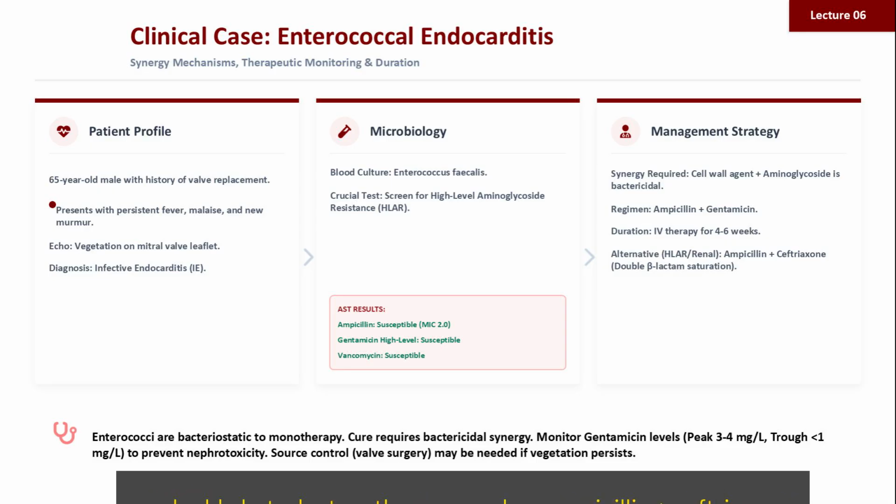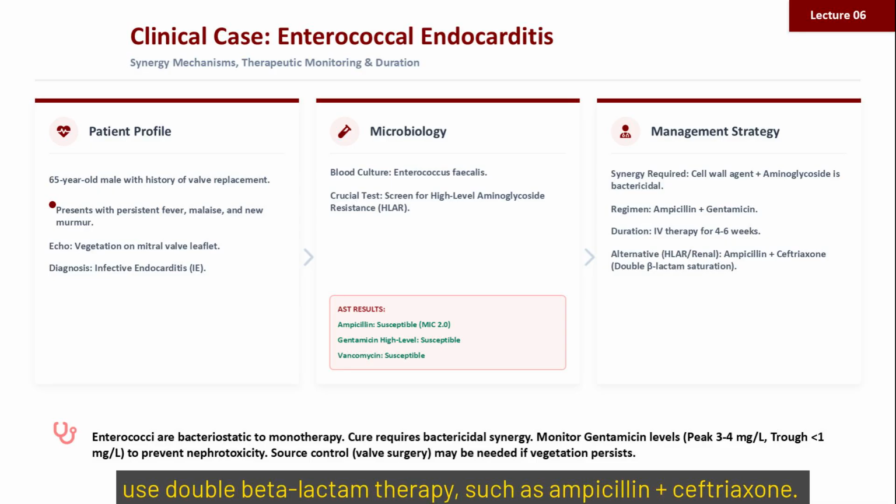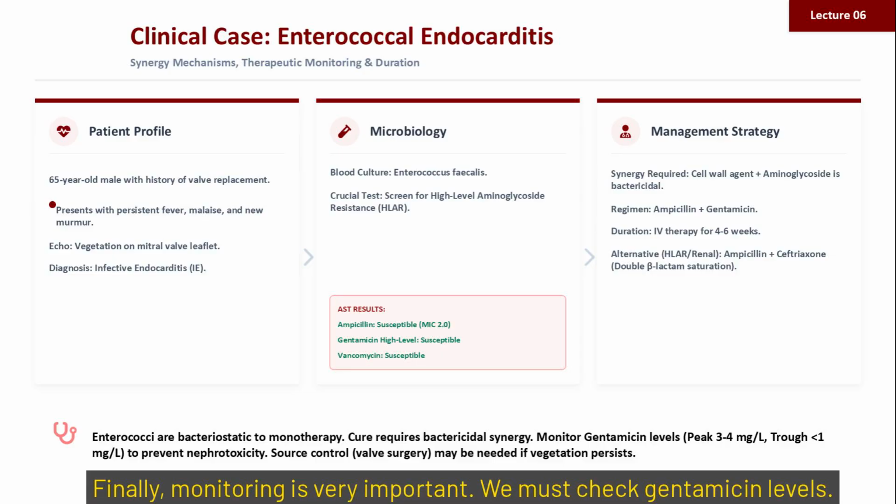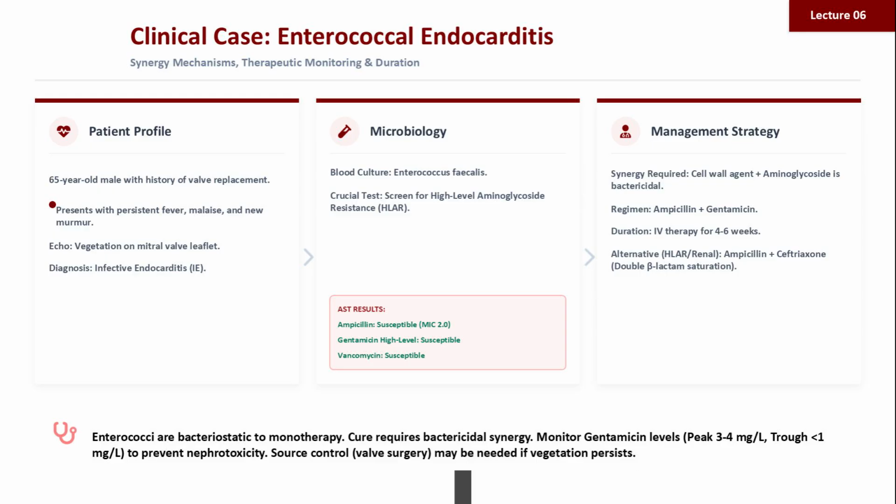If there is HLAR or renal issues, we cannot use gentamicin. In that case, we use double beta-lactam therapy, such as ampicillin plus ceftriaxone. Finally, monitoring is very important. We must check gentamicin levels. Peak ensures efficacy. Trough should be low to avoid nephrotoxicity. Also, sometimes surgical intervention like valve replacement may be needed if the infection persists.